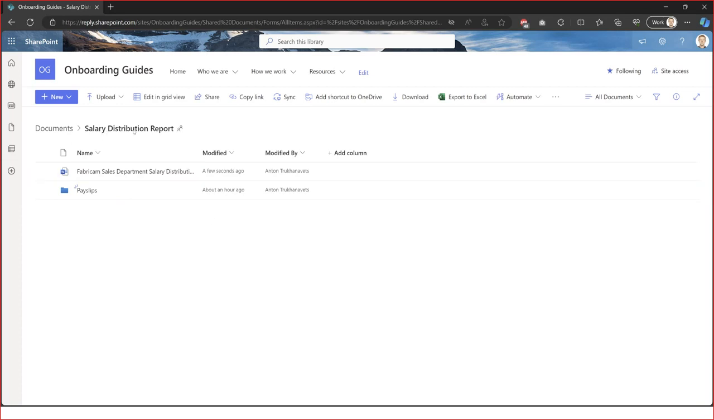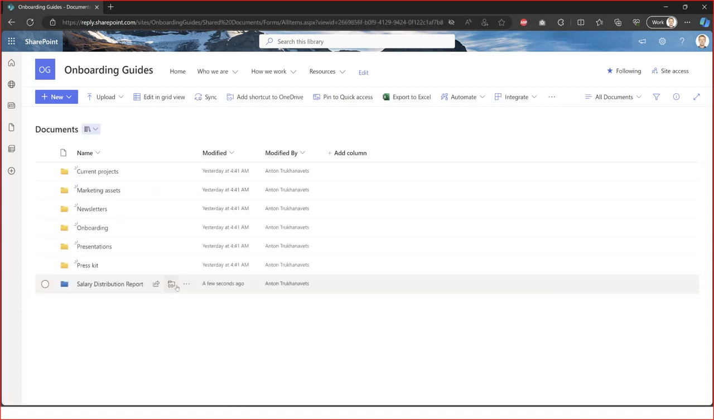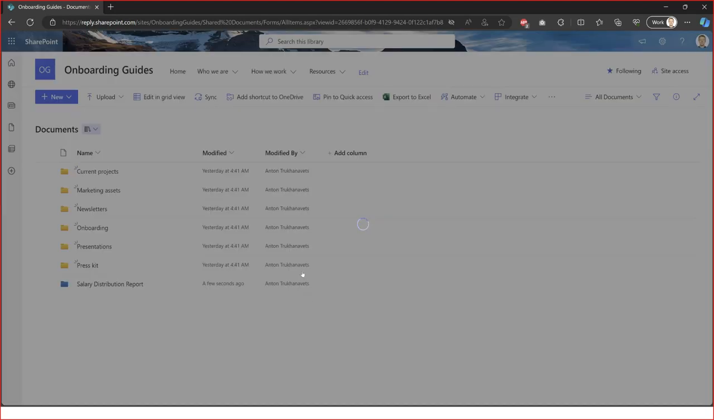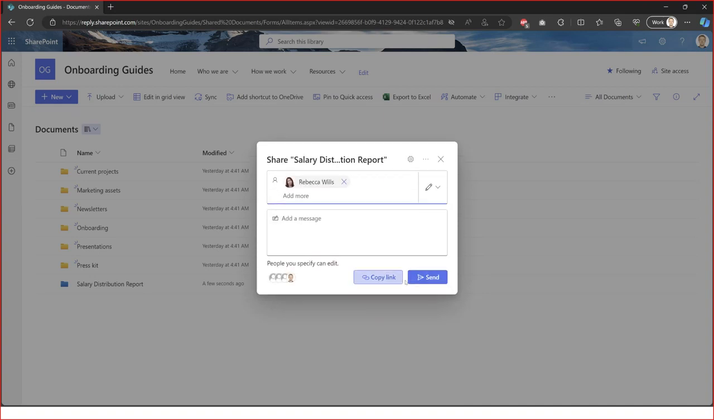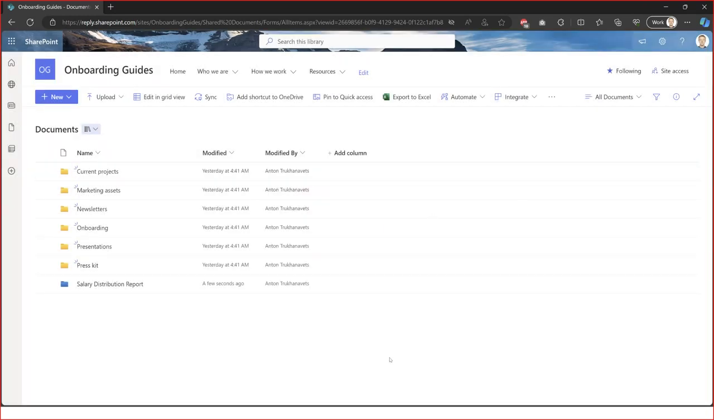And this is just one folder in the documents library. And actually, let me just share this folder with my manager. So I'll share this with Rebecca. And basically that's it. I'll just copy the link and paste it in the chat. So that's what I've done. But also, let's take a look into how the situation actually looks from Mike's perspective. Over to you, Mike.